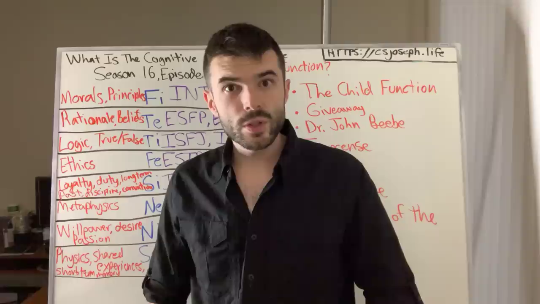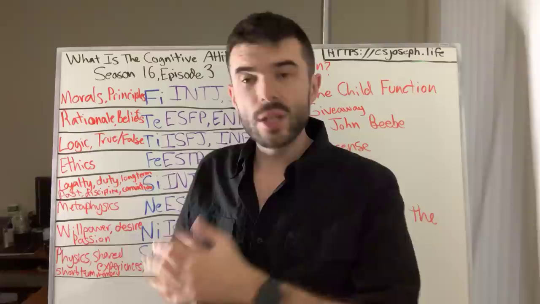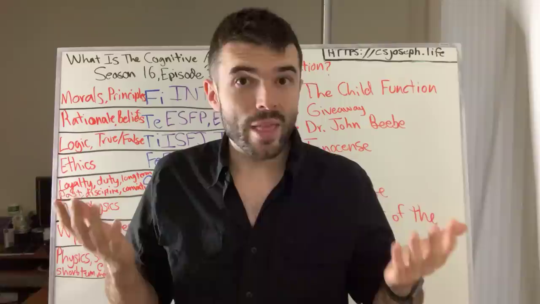It is episode 3, What is the Cognitive Attitude of the Child Function? We're going to be using this lecture to specifically explore what the child function is, what it's for, what it's meant to do, how the child function exists and plays out within basically the mind of all the 16 types, according to Jungian analytical psychology, according to depth psychology.